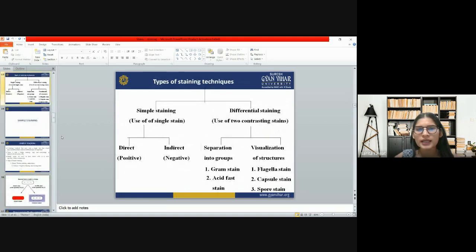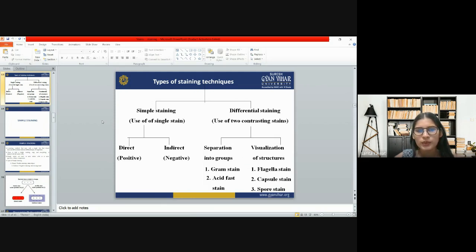Now, these are the types of staining techniques. As you can see, we have categorized them into 2 categories. The first one is simple staining. Simple staining uses a single stain, and then we have differential staining, which uses two contrasting stains.